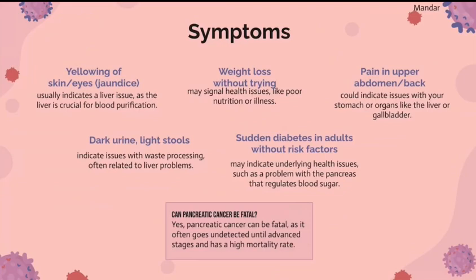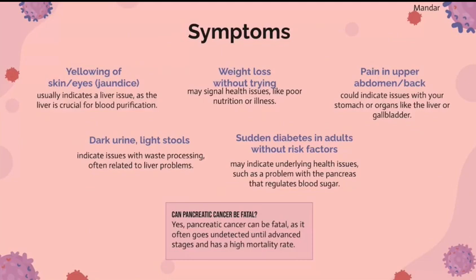And pain in the upper abdomen and your back could indicate issues in that area, for example in your stomach or organs like your liver or gallbladder. Pain in those areas is not normal, so there obviously are issues there.